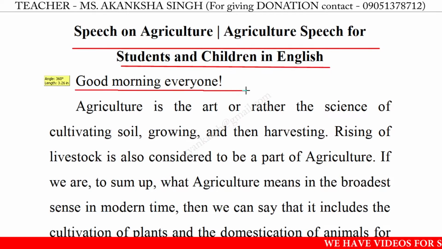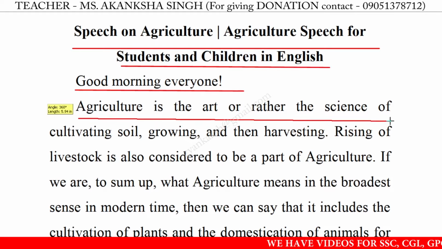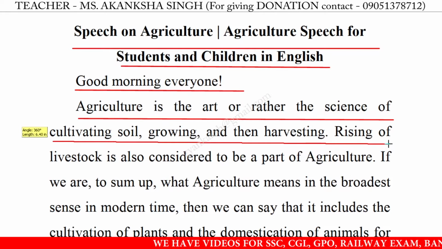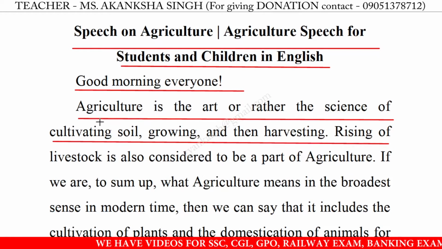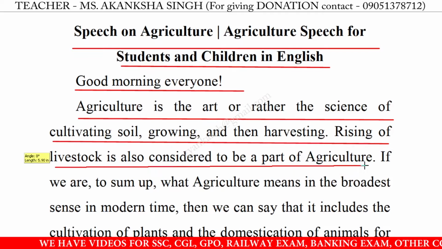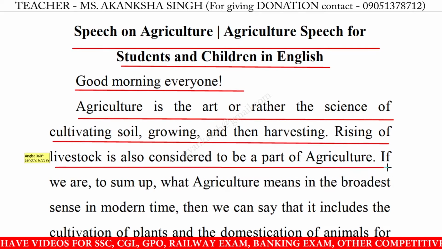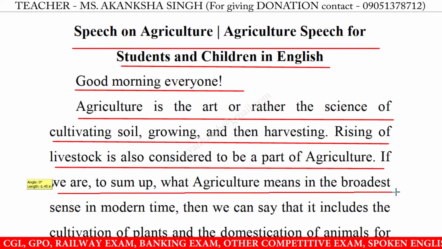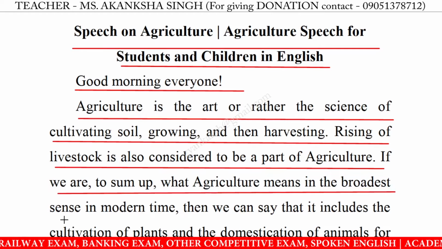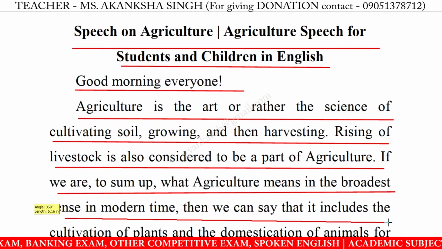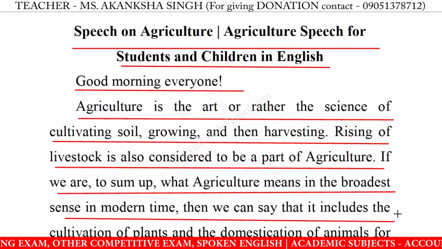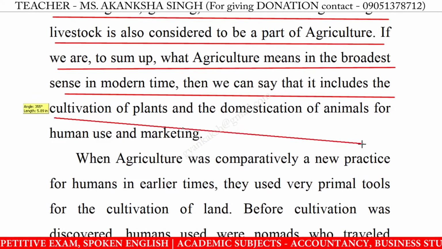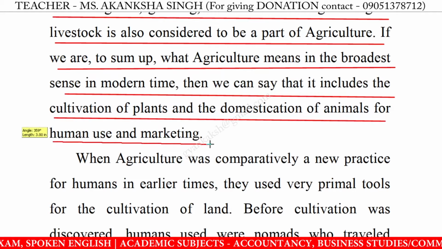Good morning, everyone. Agriculture is the art, or rather the science, of cultivating soil, growing, and then harvesting. Raising of livestock is also considered to be a part of agriculture. If we are to sum up what agriculture means in the broader sense in modern times, then we can say that it includes the cultivation of plants and the domestication of animals for human use and marketing.